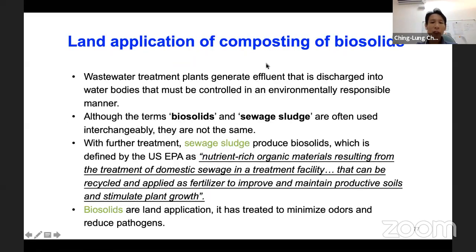And then this is the land application of composted biosolids. So the wastewater treatment plant generates effluent that is discharged into the water body. That must be controlled in an environmentally responsible manner. Okay. So the term biosolids refers to sludge that is a nutrient-rich organic material resulting from the treatment of domestic sewage in the treatment facility, which can be recycled and applied as a fertilizer to improve and maintain productive soil and stimulate plant growth. Okay.